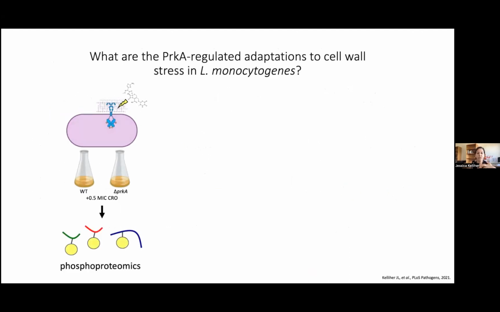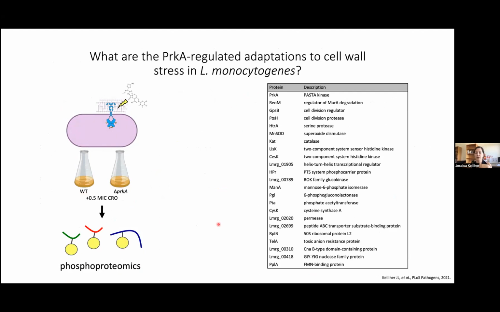And as a first step to understanding this, I comprehensively identified PrkA targets in the context of cell wall stress using phosphoproteomics. So I grew wild type and the PrkA mutant in a sub-inhibitory concentration of the beta-lactam ceftriaxone and compared the phosphoproteomes of both these strains to identify proteins that are specifically phosphorylated by PrkA.